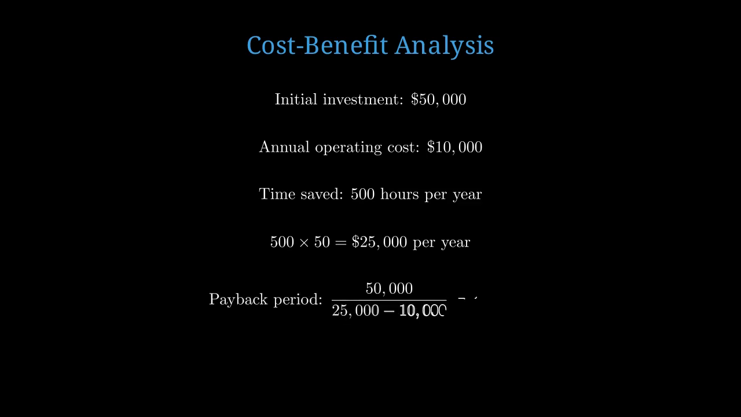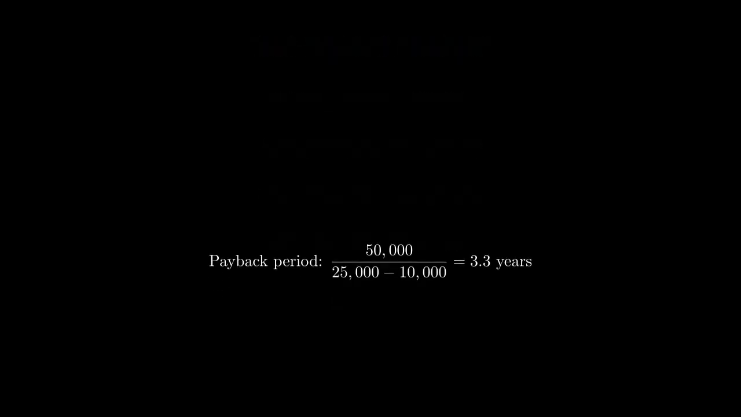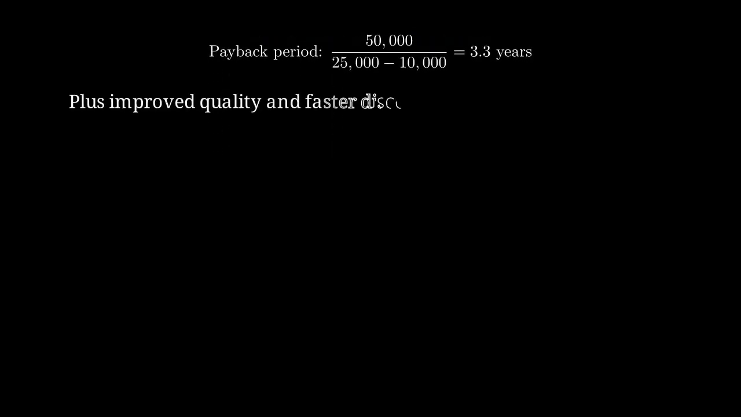The payback period is 50,000 divided by the difference between 25,000 and 10,000, which is 3.3 years. After that, it's pure savings. Plus, the intangible benefits of improved experiment quality, faster discoveries, and competitive advantage make the investment even more attractive.